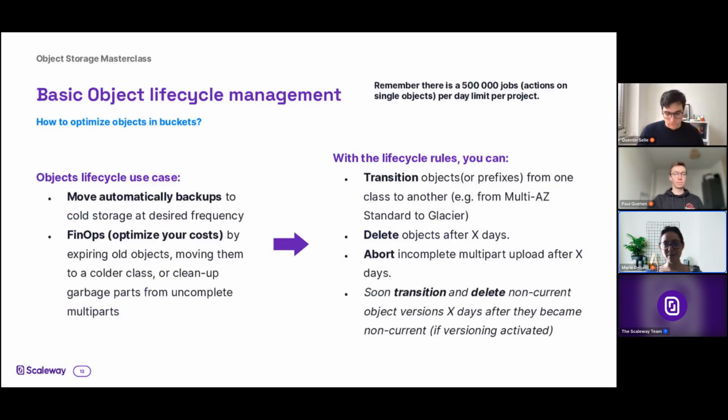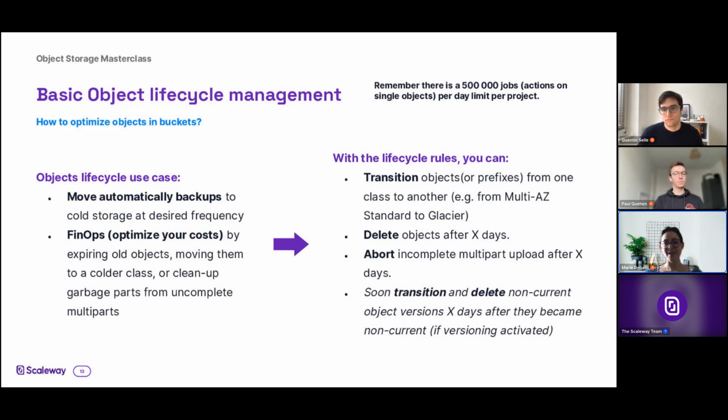Once you get your objects into your buckets and you have plenty of objects, you have a high interest in optimizing your storage costs. And lifecycle rules are the FinOps tool par excellence for object storage. They can also be used to move your backups automatically and transition them to a colder storage class at a desired frequency. By optimizing your costs, we mean expiring old objects after a certain amount of time, moving them to a colder class, or cleaning up garbage parts from incomplete multi-part uploads.